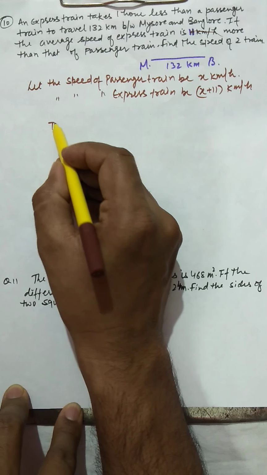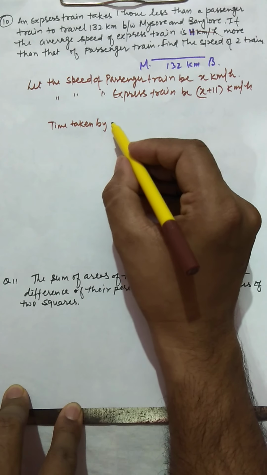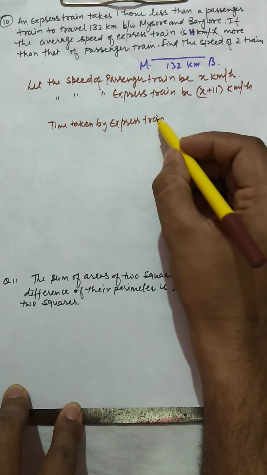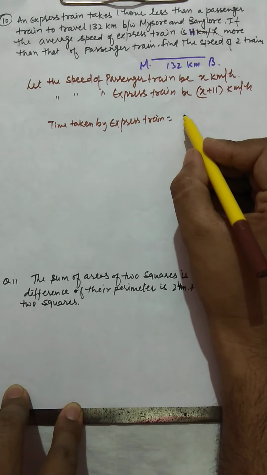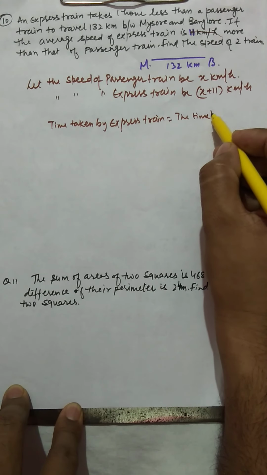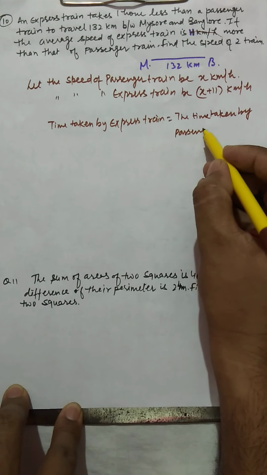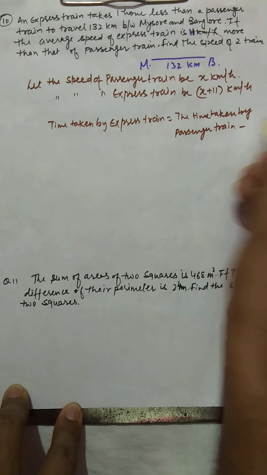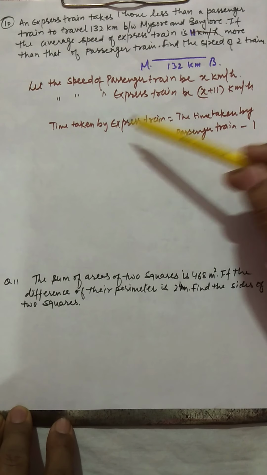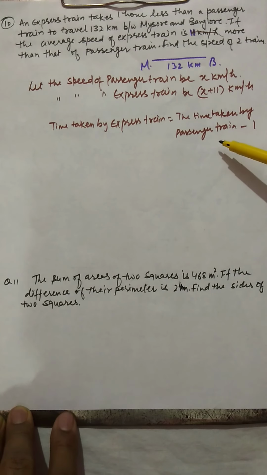So the time taken by the express train is the time taken by the passenger train minus 1. Minus 1 because it is given to us that the time the express train takes is 1 hour less than the time taken by the passenger train.